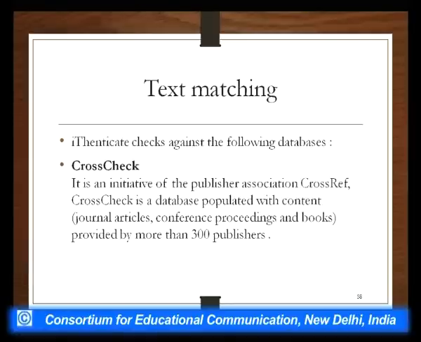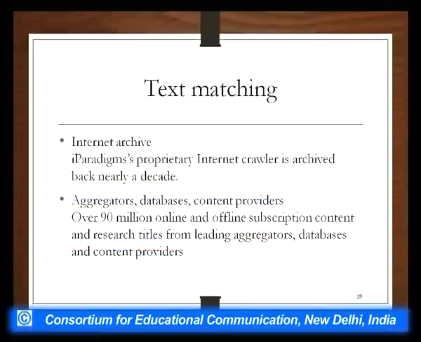It checks against the following databases. Cross-check. It is an initiative of the Publisher Association Crossref. Cross-check is a database populated with content, journal articles, conference proceedings, and books, which are provided by more than 300 publishers. Internet Archive. iParadigm's proprietary internet crawler is archived.